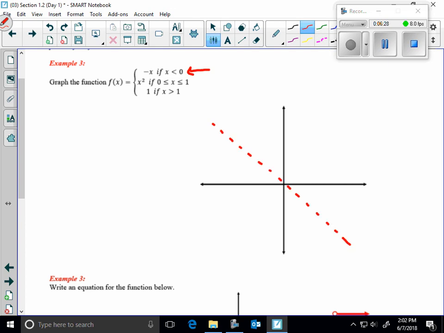There's negative x, right? It's got a slope of negative 1. However, this function is only good if x is less than 0. So I'm going to put an open spot there. So that's what that would look like. I'll erase the rest.